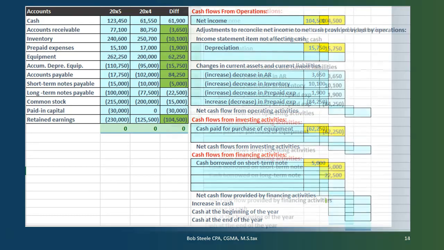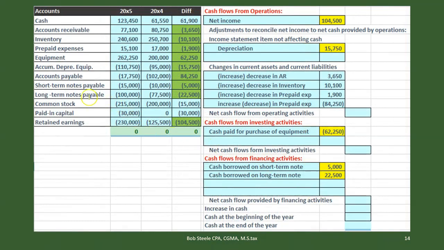All right, so let's go to the next one, where we have the long-term note payable. Same concept, right? If it went up, then we're going to assume we borrowed more money. We're going to debit cash. We're going to credit the note payable. And once again, that has nothing to do with the income statement. Therefore, it has nothing to do with operating. We are, again, financing. We're borrowing money. So that's going to be down here in the financing.